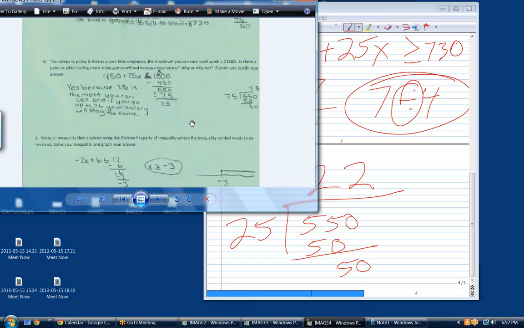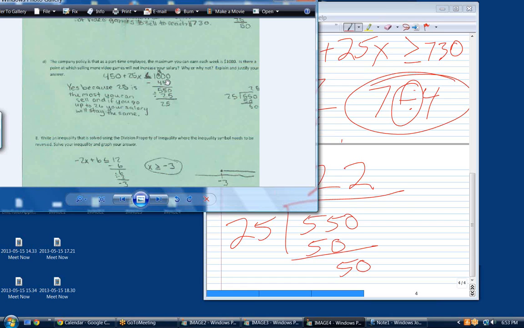Okay, let's take a look at D. Company policy is that for a part-time employee, the maximum you can earn is $1,000 a week. So we know you had to sell 12 to earn more than $730. But if you can only earn 1,000, then at some point you're not going to want to sell any more video games. So we need to set up an expression. What you make is 450 plus 25x. So that has to be less than or equal to 1,000. It can be equal to 1,000. They'll let you earn 1,000, because they don't force you to earn just 999.